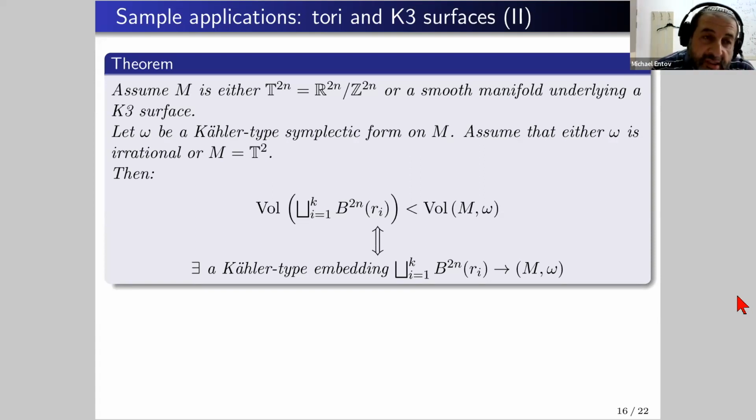For symplectic embeddings, this was first proved for T^4 and K3 by Latschev, McDuff, and Schlenk, for almost all symplectic forms on T^4. And in full generality, for all symplectic forms in all dimensions, even rational symplectic forms, this was proved in our work with Verbitsky from 2016.